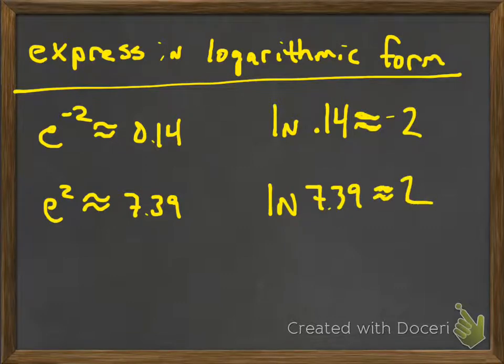Now notice again, I'm not saying "ln of 7.39," I'm saying natural log. Don't ask me why they do ln instead of nl. They like to say natural log is ln.